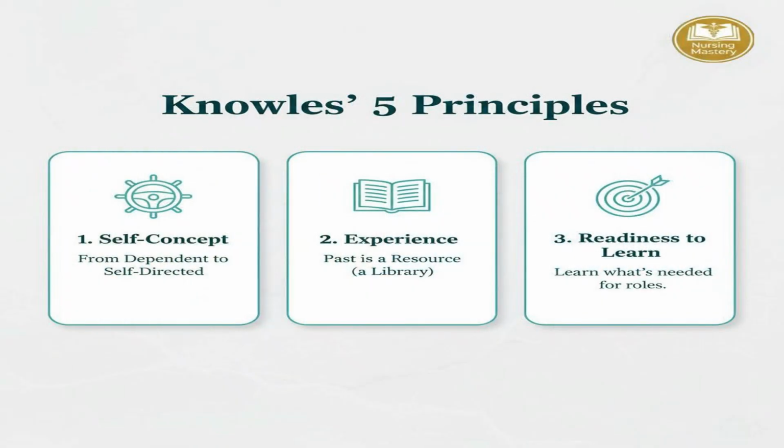Let's break down those 5 principles. Think of these as a recipe for effective adult learning. Self-concept. We move from being dependent personalities towards being self-directed human beings. We want to be the drivers of our learning journey. Experience. We accumulate a growing reservoir of experiences that becomes a rich resource for learning. Our past shifts from being baggage to a library. Readiness to learn. Our readiness to learn becomes oriented to the developmental tasks of our social and professional roles. We learn what we need to know.